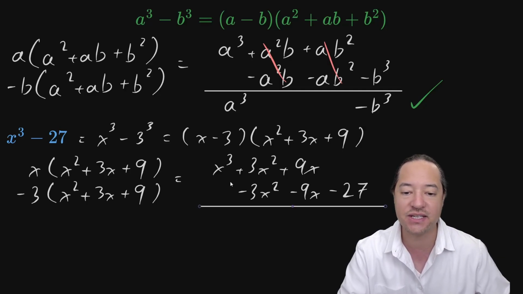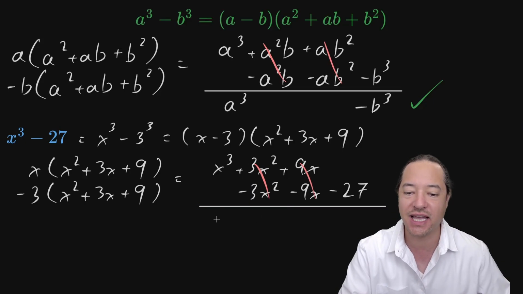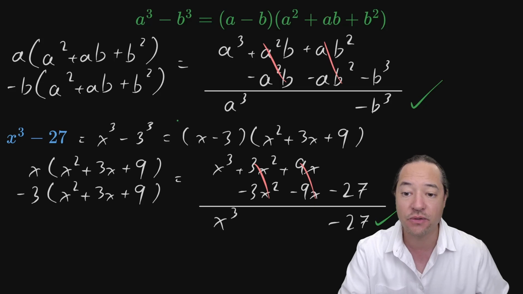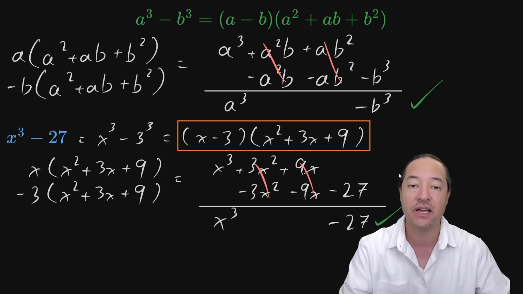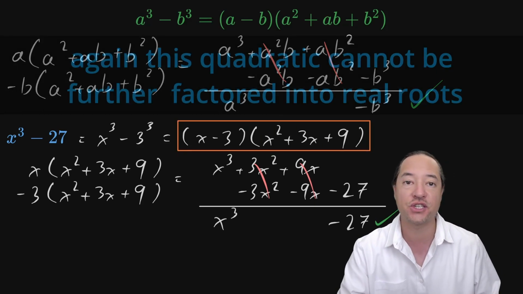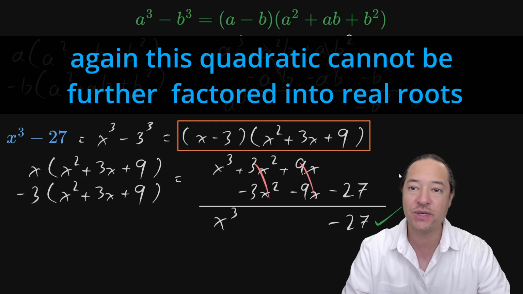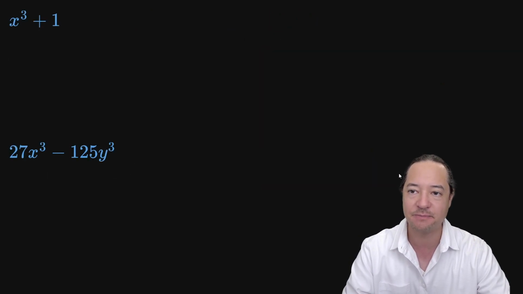And when we add this together, sure enough, these two terms are going to cancel out. We'll be left with an x cubed minus a 27, exactly what we were hoping to find. So this here is going to be the factored form of x cubed minus 27. All right, let's just try a few examples to wrap this up.